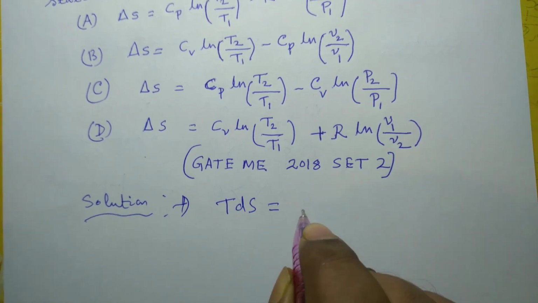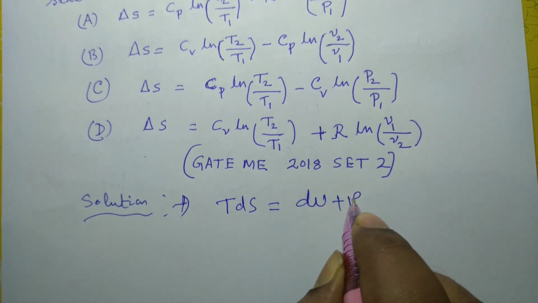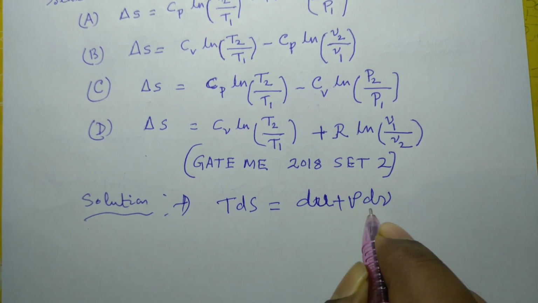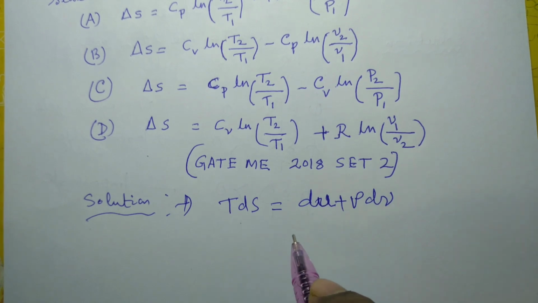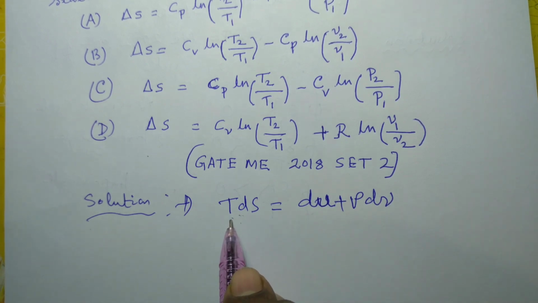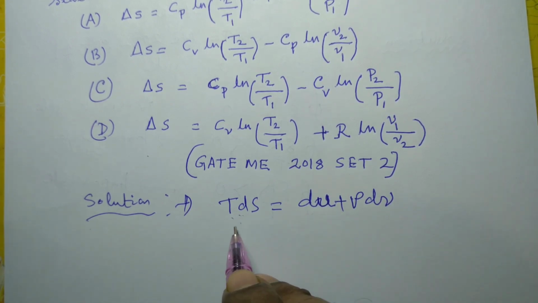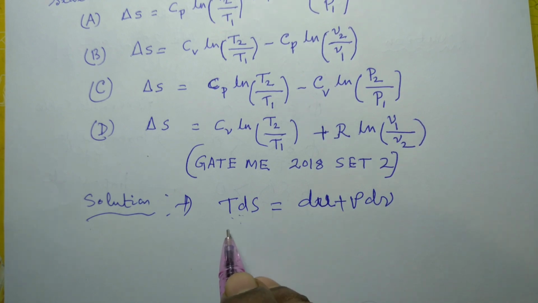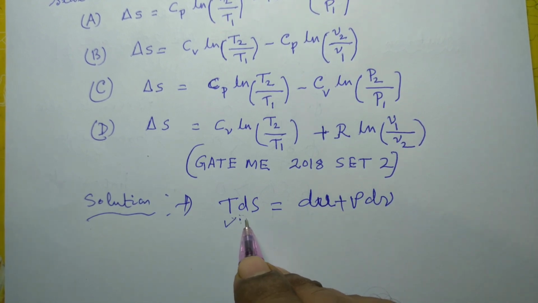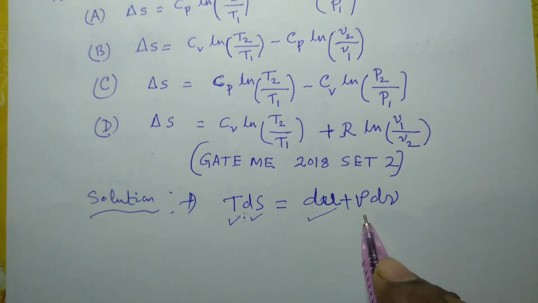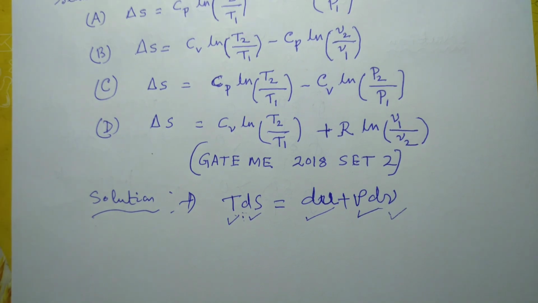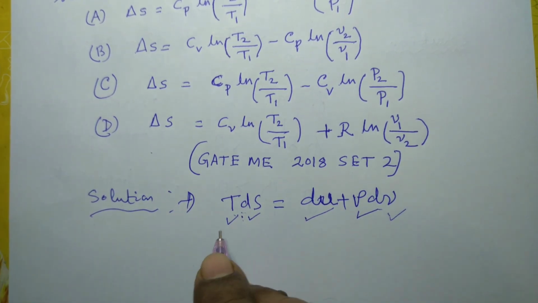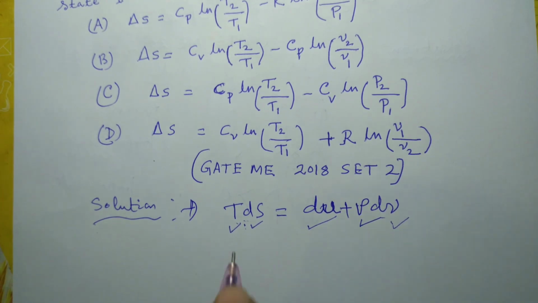One is TdS is equal to du plus PdV. This is a property relation. This relation is valid for any process, be it reversible or irreversible, because throughout this equation there are no path function terms, all are property terms. Temperature is a property, change in entropy is a property, change in internal energy is a property, pressure is a property, and dV is also a property. So it is not only valid for a reversible process, it is also valid for an irreversible process.